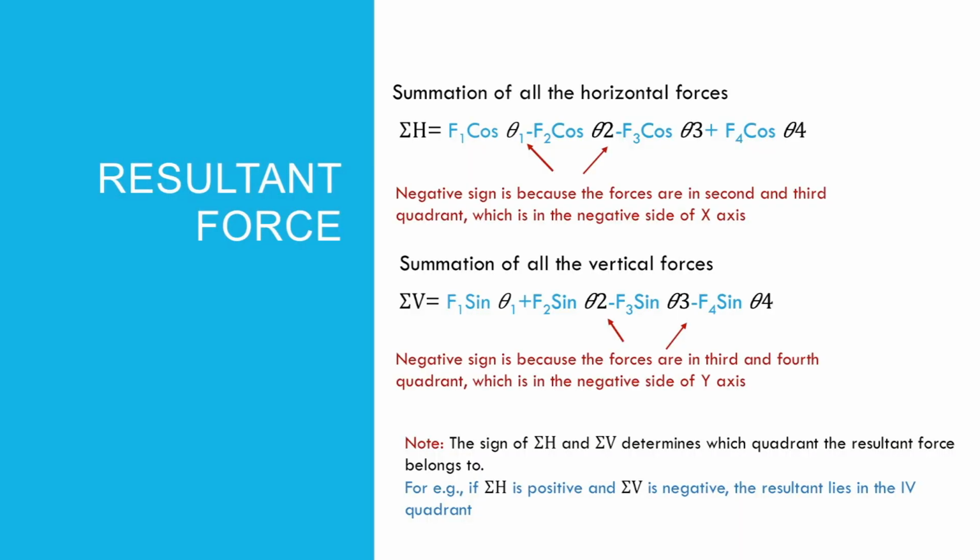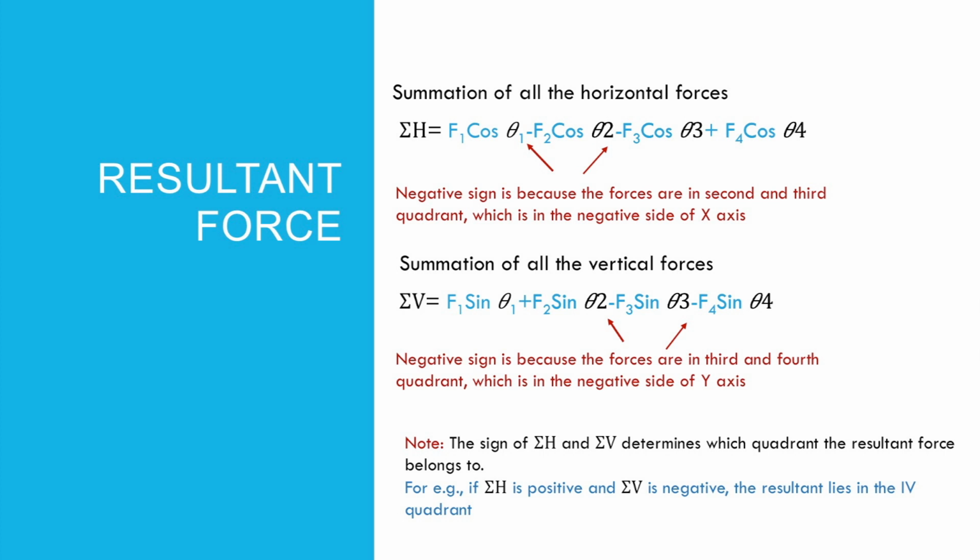Now, F1 cos theta 1, F2 cos theta 2, F3 cos theta 3, F4 cos theta 4 are all summed up together. But you can note a negative sign in F2 and F3. The reason, as I said earlier, is that F2 is on the negative side of the x axis and F3 is also in the third quadrant, which is on the negative side of the x axis. So, that negative sign comes, whereas F1 and F4 lie on the positive side of the x axis.